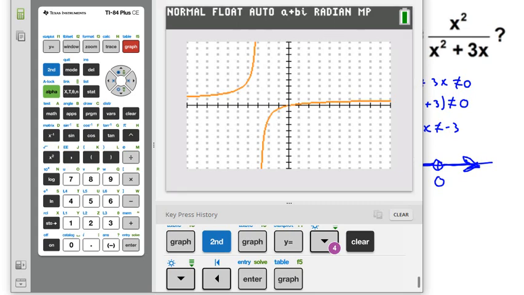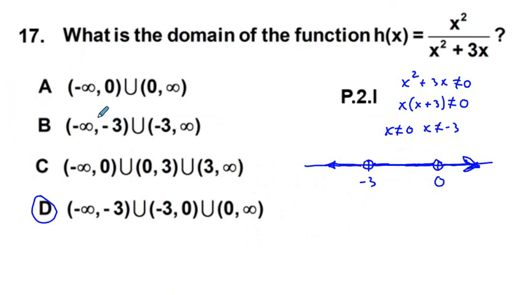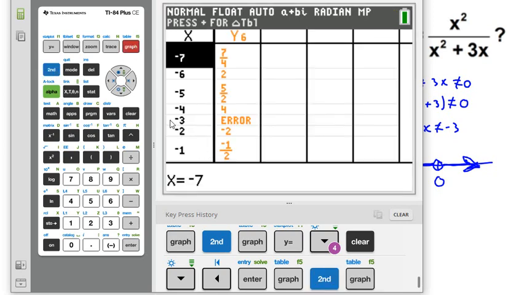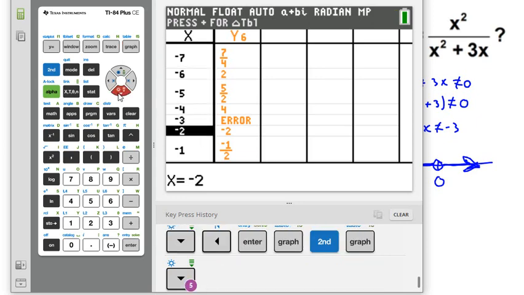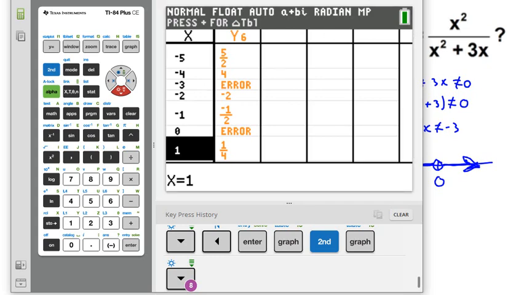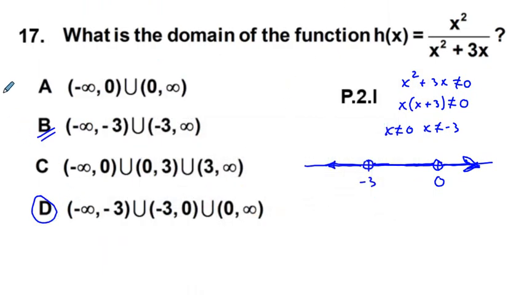Now, if you went by the graph alone, you could possibly enter answer choice B. But you have a removable discontinuity where x equals 0, and removable because this x in the denominator will be canceled out by this x squared in the numerator. And how you can really verify that in the calculator is take a look at the table view, and you're going to see an error there where x equals -3, and likewise where x equals 0. So that would leave our domain as given in answer choice D.